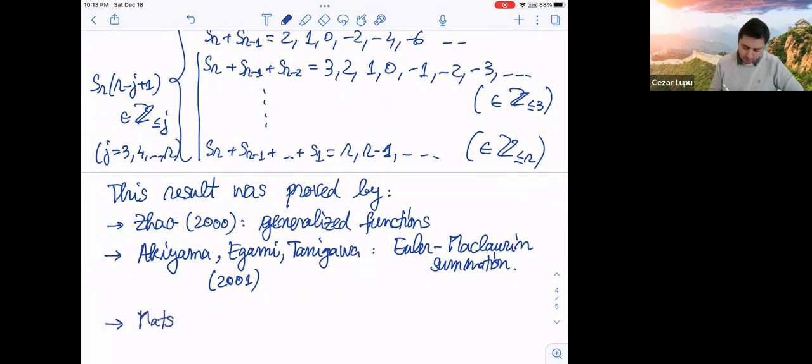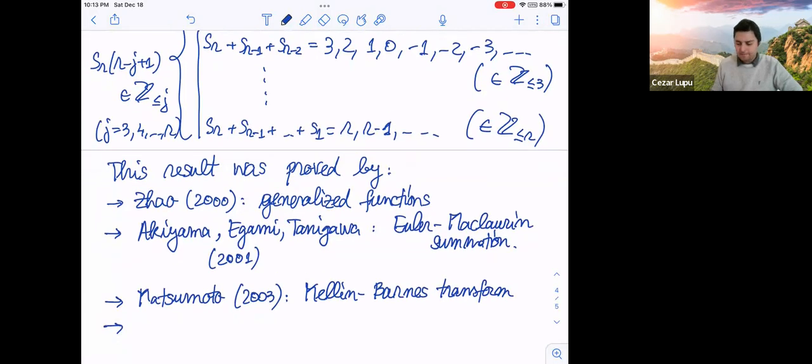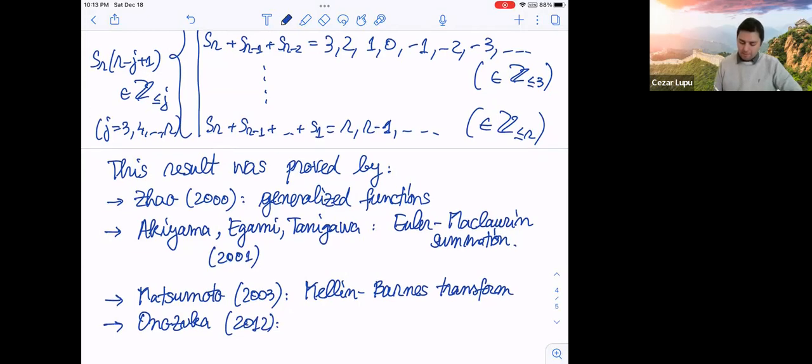Matsumoto, this happened around 2003. He proved again the analytic continuation of the multiple zeta functions using the Mellin-Barnes transform. And the last contribution was done by Onozuka. This was in 2012 or so. It's more of a recent paper. He simplified Zhao's proof.